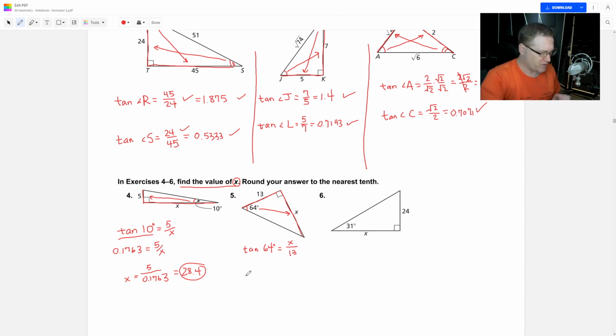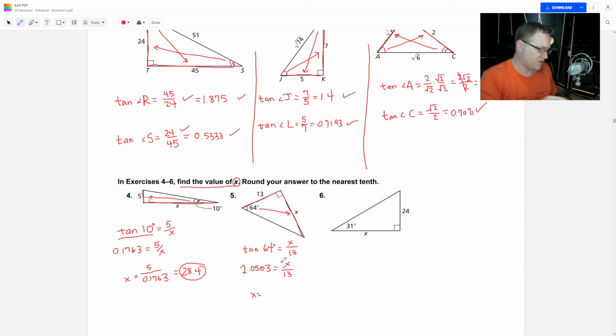All right, good. So now, again, we can just use our calculators. We're going to say, what is the tangent of 64? Tangent of 64 equals 2.0503. And that is going to equal x over 13. So that means that x is going to equal 13 times 2.0503.